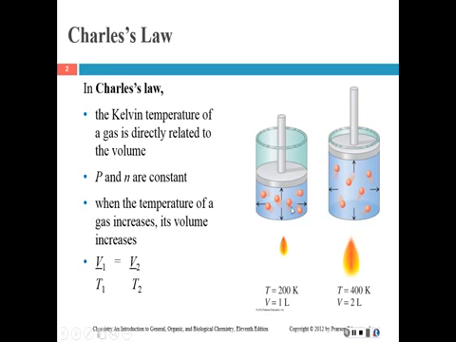And so what happens is we're going to increase the temperature to 400 Kelvin. So we're doubling the Kelvin temperature. Now, if you change these Kelvin temperatures to centigrade, you wouldn't be doubling them at all. So you must make sure you have the temperature in Kelvin when you work with Charles' law. So what happens when we double the Kelvin temperature?